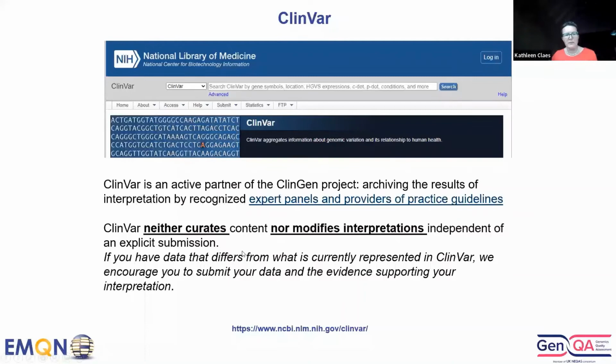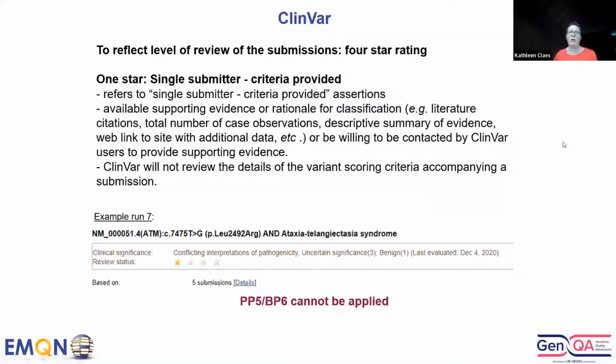So you have to be careful, and sometimes you may have evidence available that the classification in ClinVar is not correct, and ClinVar then motivates you to submit your own data with the evidence supporting your interpretation. To give you an idea about the reliability of the classification in ClinVar, they use a four-star rating system. If a variant has only one star, this means that there is only a single submitter who has submitted this variant and who provided criteria. So for instance, you have here a variant from around 7 that was submitted by one lab.